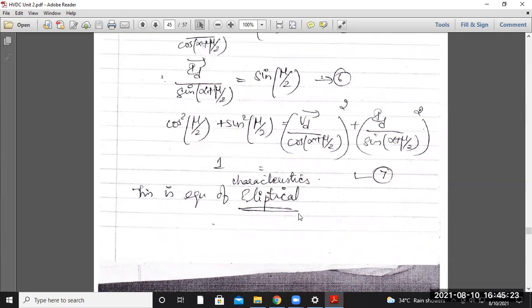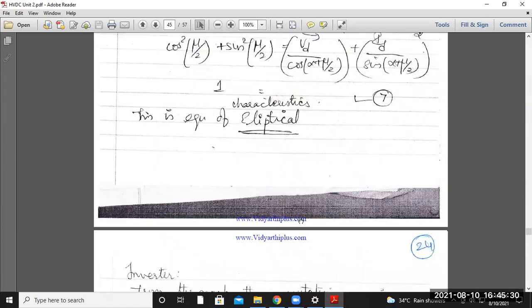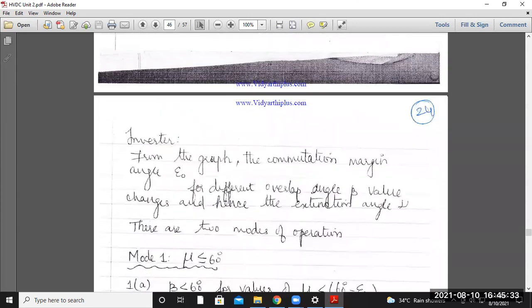That means at mu equal to 60 degree, or you can say in second mode, the inverter operation is just like an equation that will equal your elliptical path. Okay, now the next one is your inverter section.